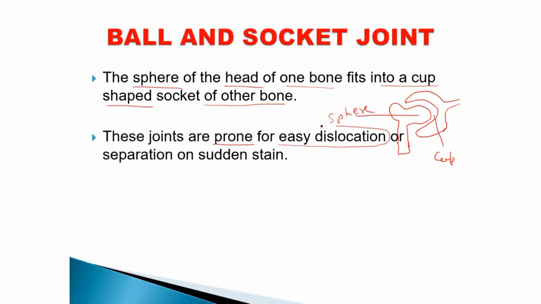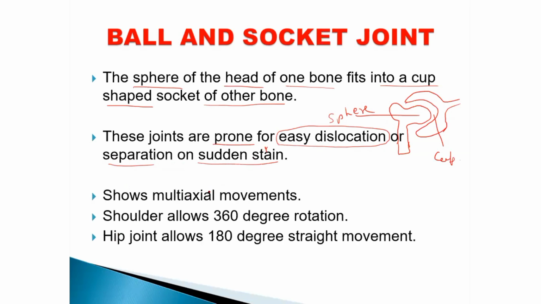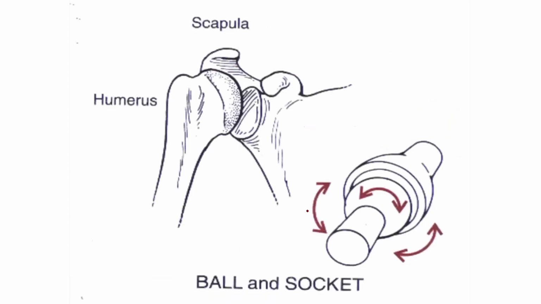These joints are prone to easy dislocation. They can be easily separated or broken. So in an accident, it can lead to fracture or separation on sudden strain. If you give a sudden strain to it, it can lead to separation. It shows multi-axial movement. Multi-axial movement means the ball and socket joint will show either 360-degree movement or 180-degree movement. 180-degree movement is in the hip joint, because you can move your leg only 180 degrees, a straight movement basically. But the shoulder will show you 360-degree movement, because when you do bowling, that is a 360-degree movement.